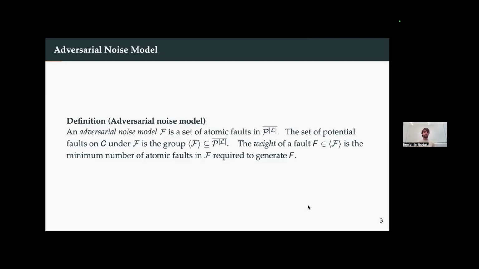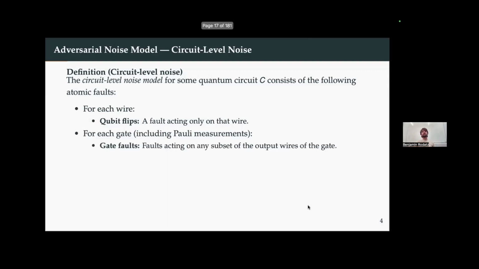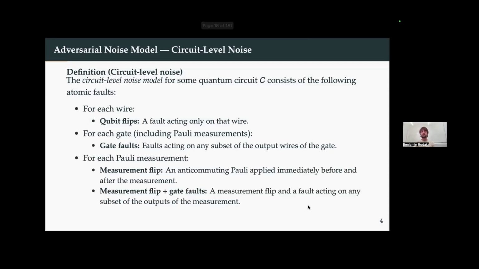And while there are a lot of different noise models we can potentially consider, phenomenological noise, circuit level noise, in this work, we will primarily, or exclusively for circuits, focus on circuit level noise. So we say for circuit level noise, the atomic faults that we are considering are, well, for each wire, we can have qubit flips. So just some Pauli acting on exactly one wire. Then for each gate, so if a fault event occurs and a gate goes wrong, for each multi-qubit gate, a fault can actually create any Pauli flip on any subset of the outputs. So if we have an n-qubit gate going wrong, a single fault can have any combination of these Paulis.